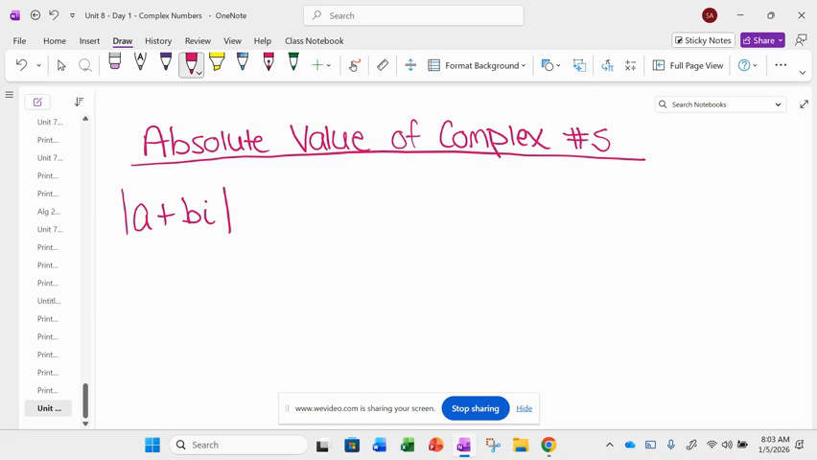So when we're finding the absolute value of a complex number, what we're going to have is the square root of a squared plus b squared. And I'm going to explain to you where this comes from.